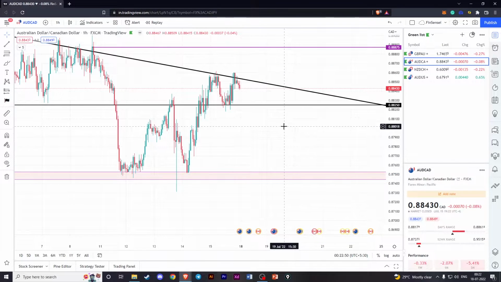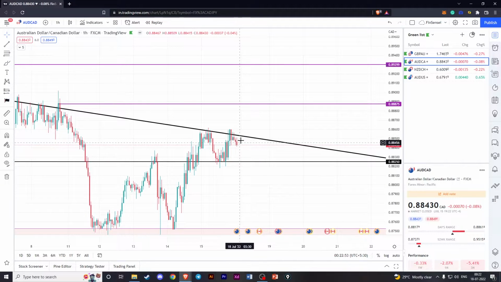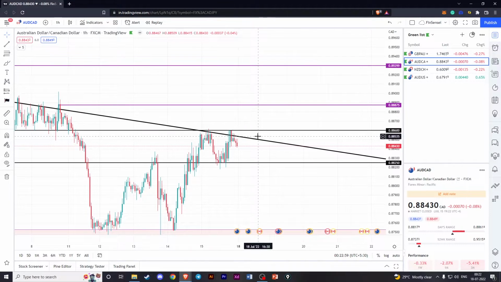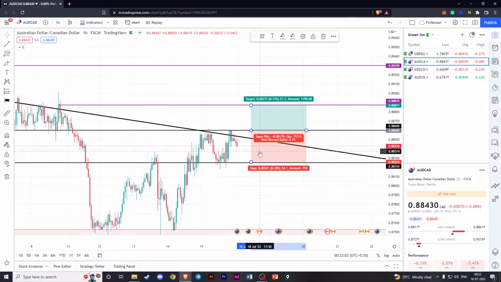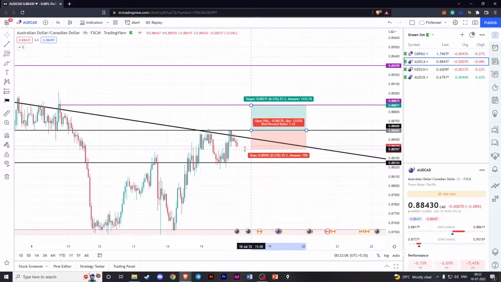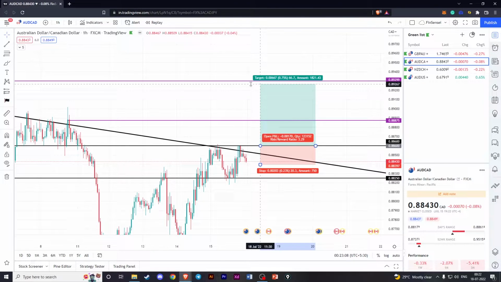At the same time, if the prices reverse from here and we get a breakout above this point, we can buy. We can go long above this point, and our first target should be this range, and our stop loss should be the swing low wherever it is, and our ultimate target should be around this zone.